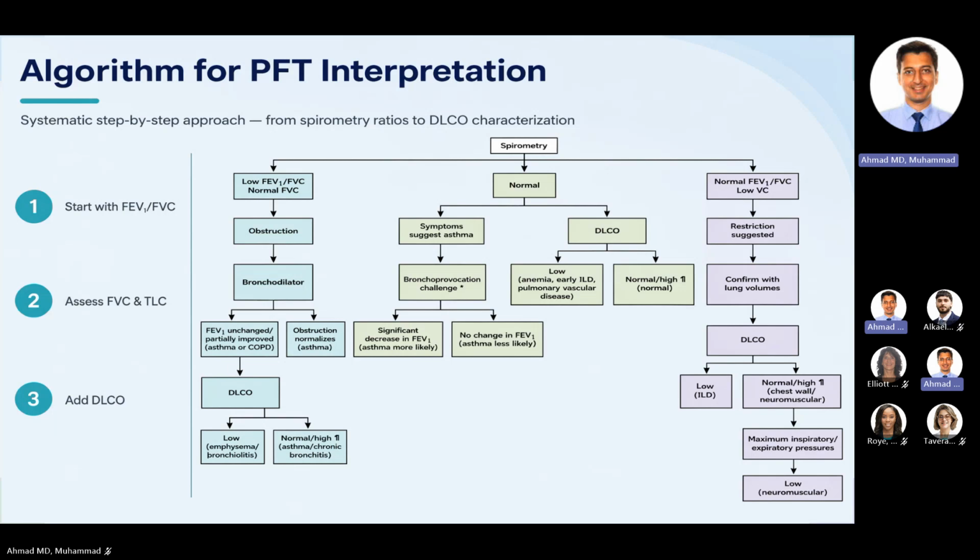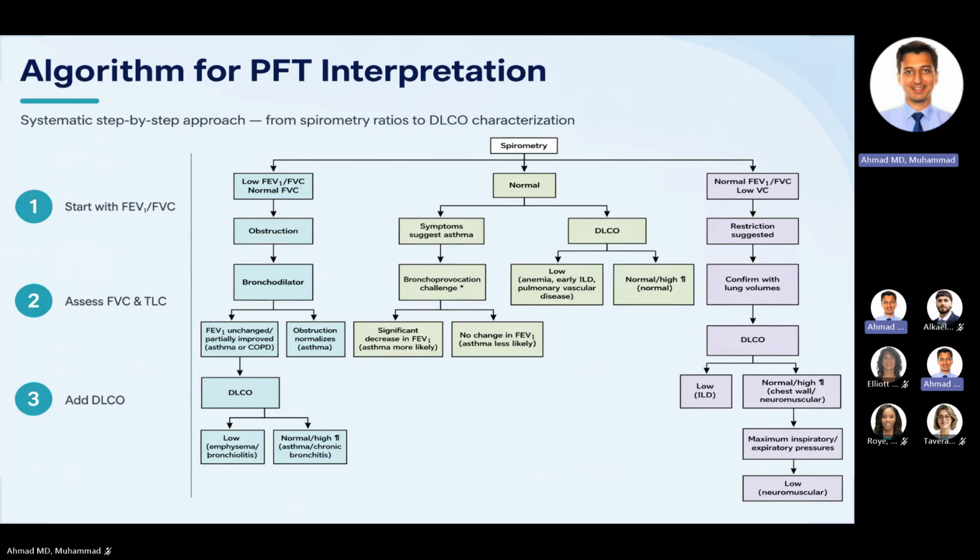On the last column in light purple, if you have a normal FEV1 FVC ratio and a low vital capacity, this suggests restriction. You always need to confirm restriction with lung volumes, and that is through a total lung capacity. If the total lung capacity is low, that does confirm restriction.